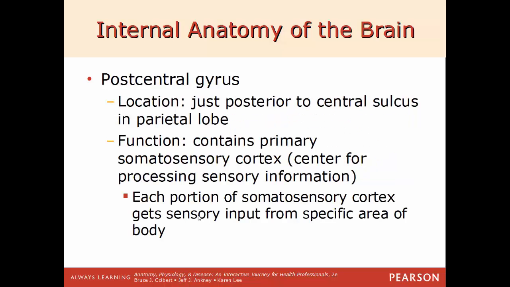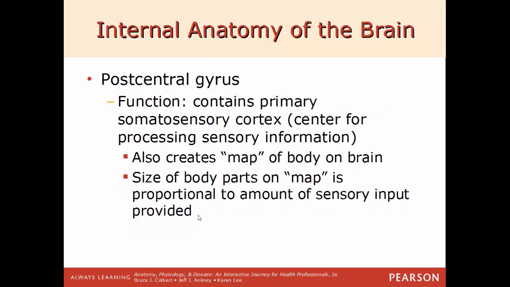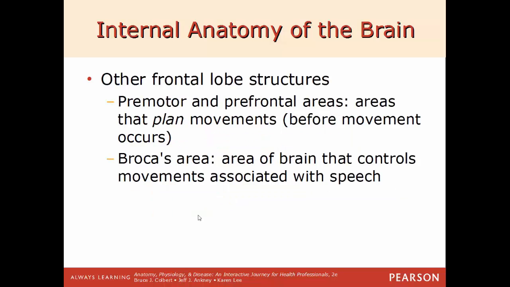The postcentral gyrus, location, just posterior to the central sulcus in the parietal lobe. Function, this will contain the primary somatosensory cortex, which is the center for processing sensory information. Now, each portion of the somatosensory cortex gets sensory input from a very specific area of the body. This also creates a map of the body on the brain. The size of the body parts on this map is proportional to the amount of sensory input that it is providing.